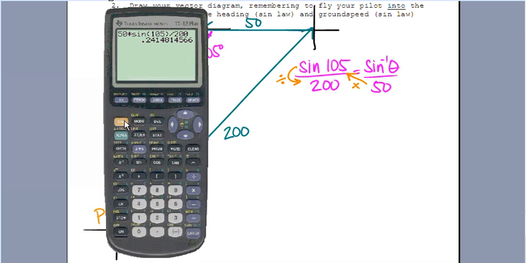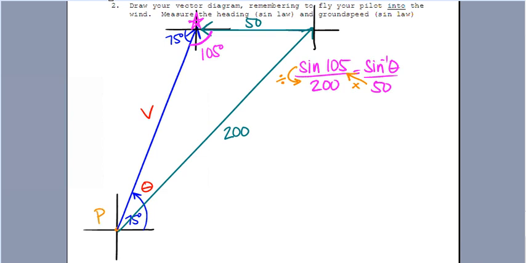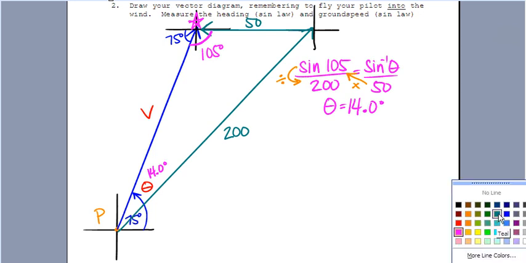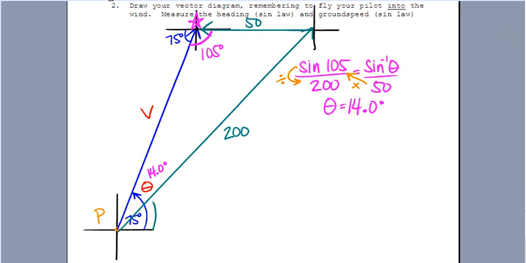Gives me a decimal, that's good. Second function sine or inverse sine that decimal. Looks like 14 degrees on the nose. So theta is equal to 14.0 degrees. Now, that number on its own, not that useful to us. What we want here is the angle to this line. That's the heading. That's what I'm really looking for in this question.